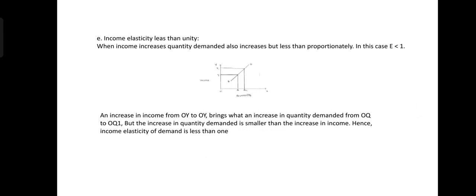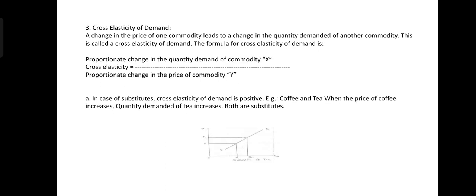Income elasticity less than unity. When income increases, quantity demanded also increases but less than proportionately. In this case, E is less than 1. An increase in income from OY to OY1 brings about an increase in quantity demanded from OQ to OQ1, but this increase in quantity demanded is smaller than the increase in income. Hence, income elasticity of demand is less than 1.